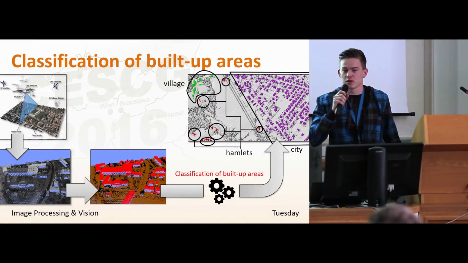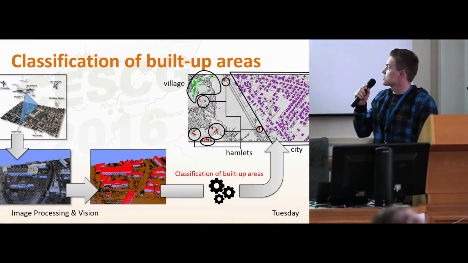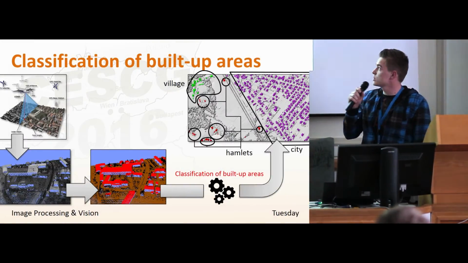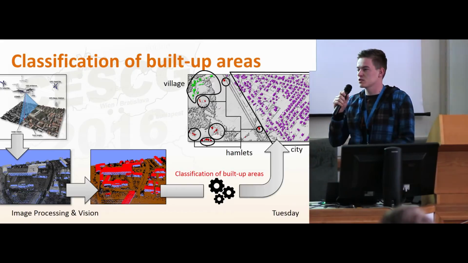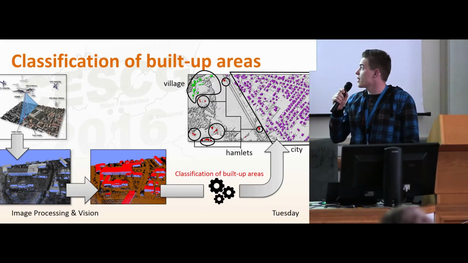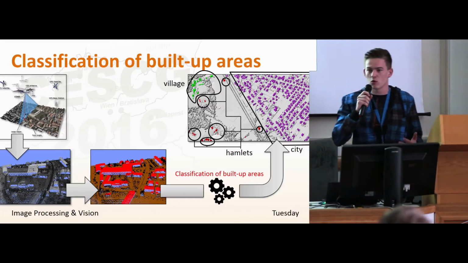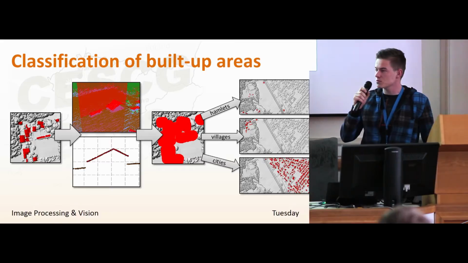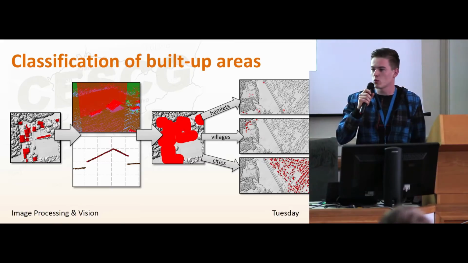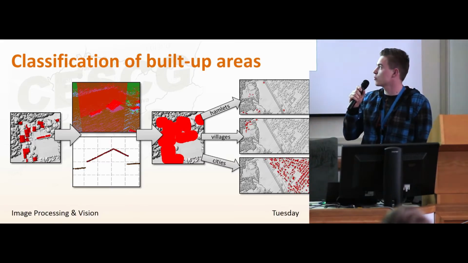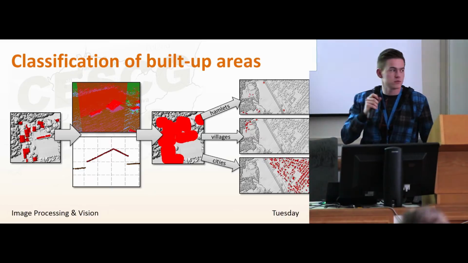LiDAR data is three-dimensional data representing, in our case, a surface from which we can extract simple objects such as buildings and terrain. In our case, we want to enrich this information, not to know only where the building is or how big it is, but to know what kind of built-up area the group of buildings represents.